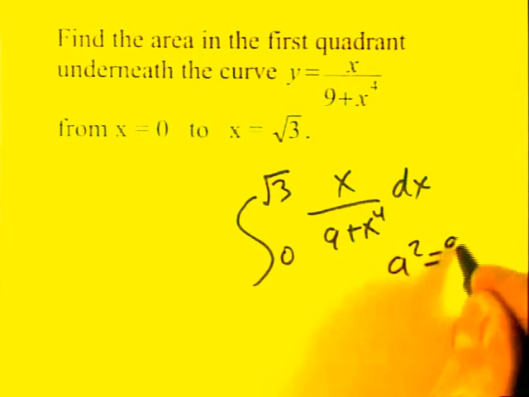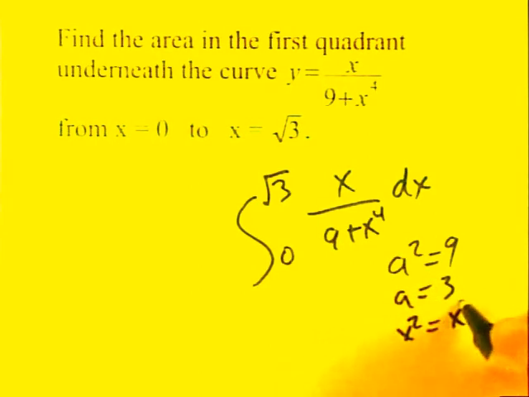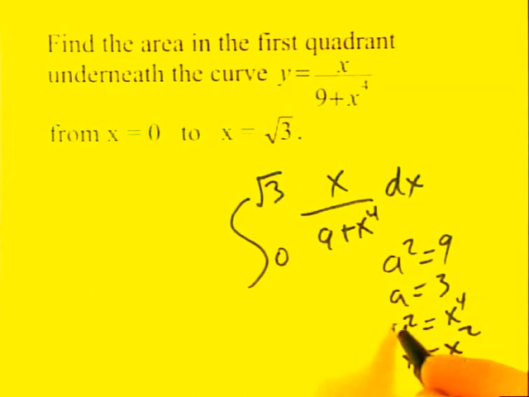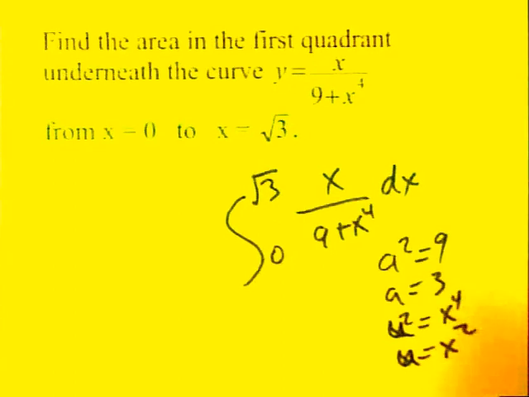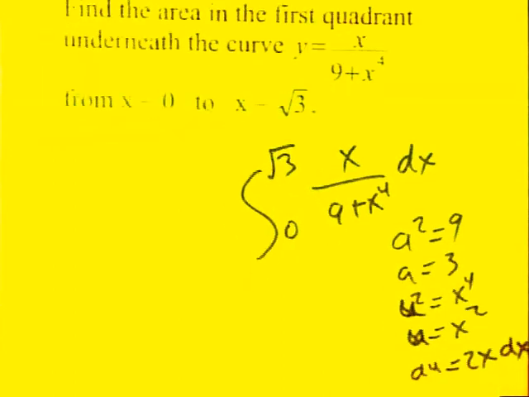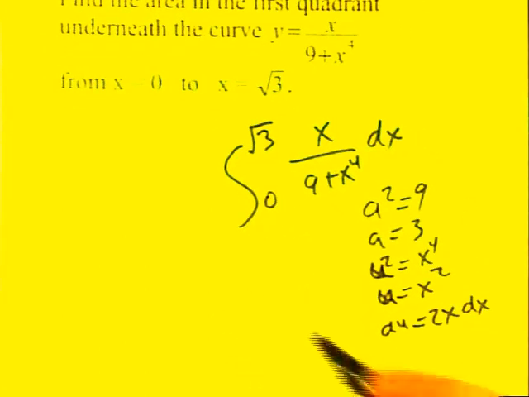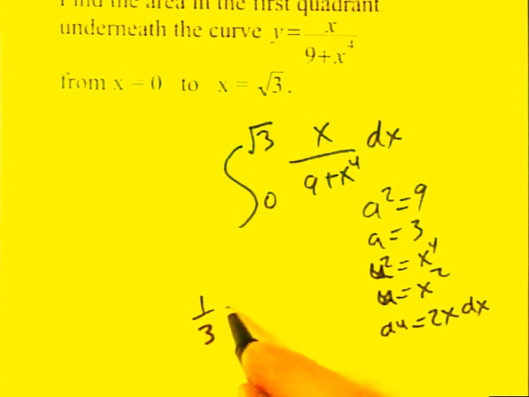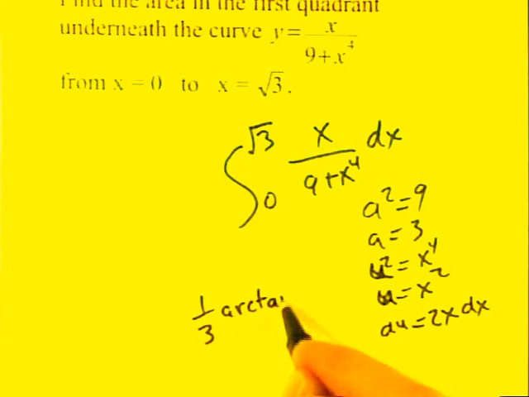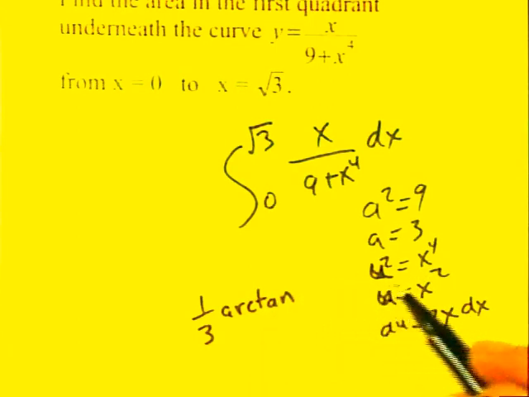Because a squared is equal to 9, so a is equal to 3. x squared is equal to x to the 4th, so u is equal to x squared, and du is equal to 2x, right? So you try to do it in your head. Tell me what you think is the answer. One third arctan of x squared, or 1/6 arctan.